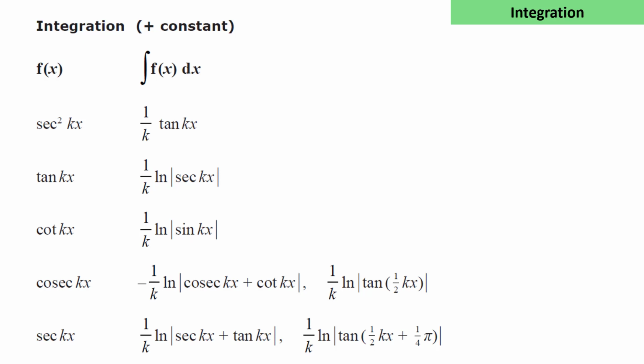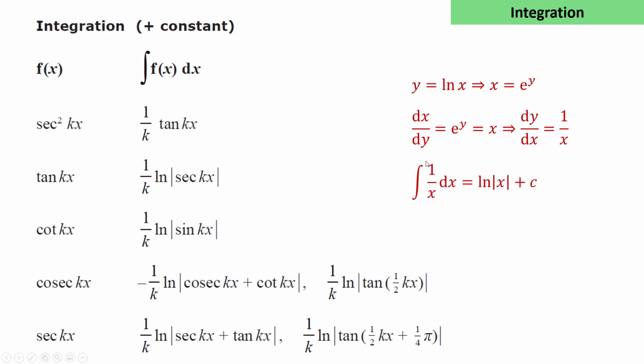Integration. Again, we're provided a list of standard integrals. Let's look at the case of y equals ln of x. If y equals ln of x, then x equals e to the y. If I differentiate x equals e to the y with respect to y, I get dx by dy equals e to the y, which itself equals x. So dy by dx will be 1 over x. This shows us why the integral of 1 over x is ln mod x plus c. We put a mod x in there because you can only have logs of positive values. This method is what's used to derive the standard integrals.